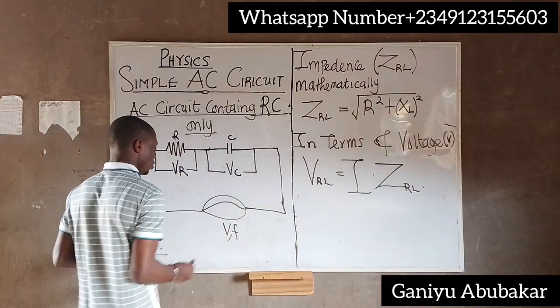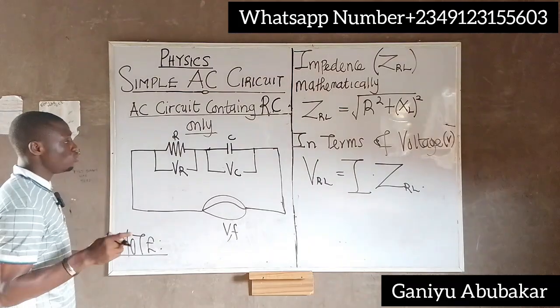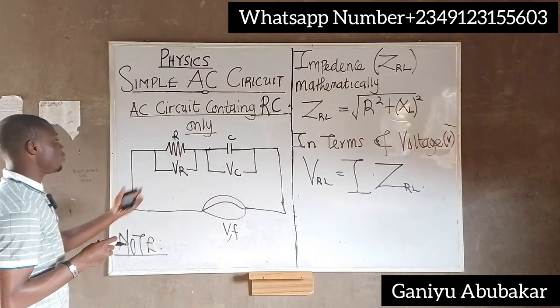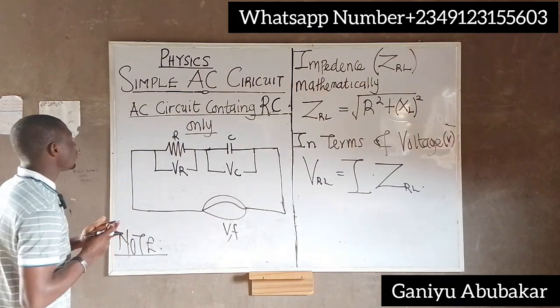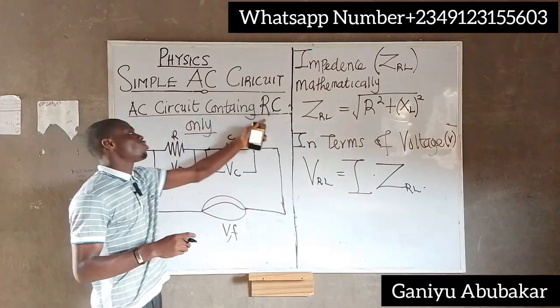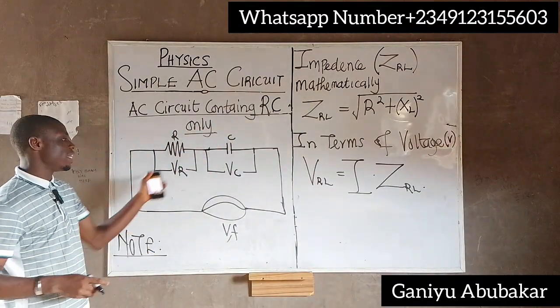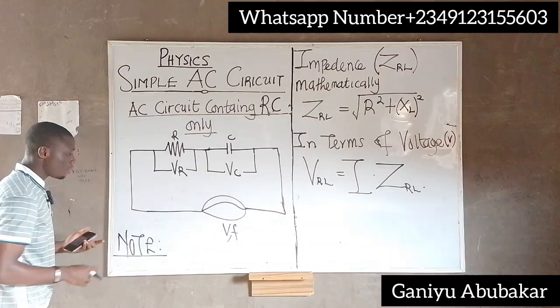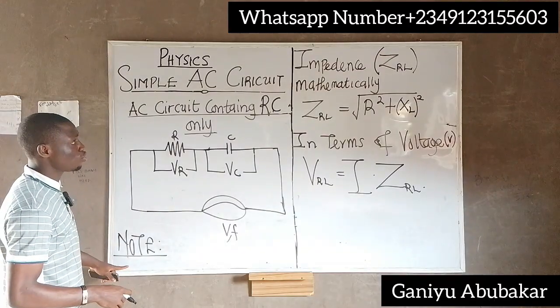Just change stuff here to save time, since otherwise you would have to redraw it. So any circuit containing resistor and capacitor only is this diagram here. Also note the same thing here.